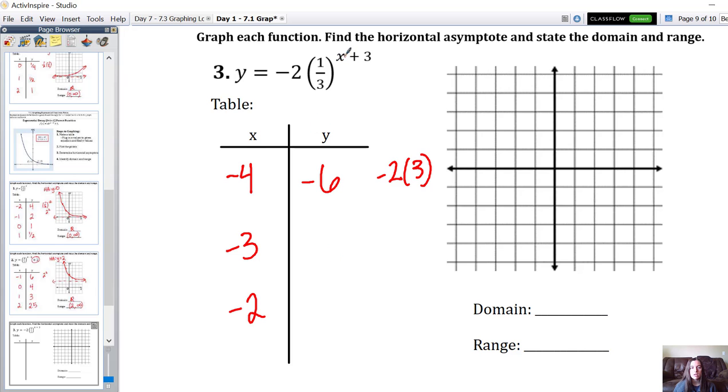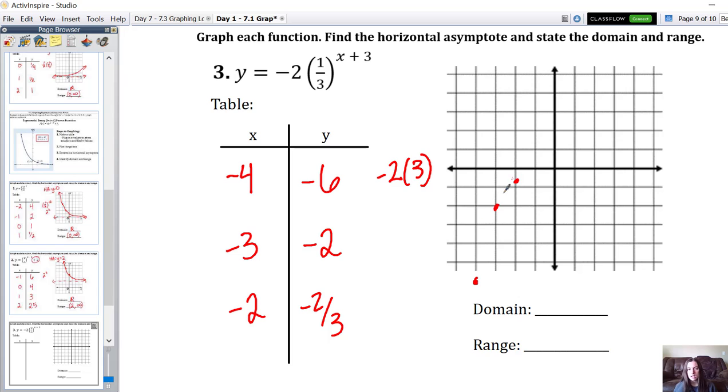Substituting in -3, our exponent becomes 0. 1/3 to the 0 is 1, times -2 is -2. Substituting -2, that gives us an exponent of 1, so then we're left with -2 over 3, or -0.6667. Plotting those points, we have -4, -6, it's going off the graph a little bit, -3, -2, and -2, -2/3, which is almost -1.